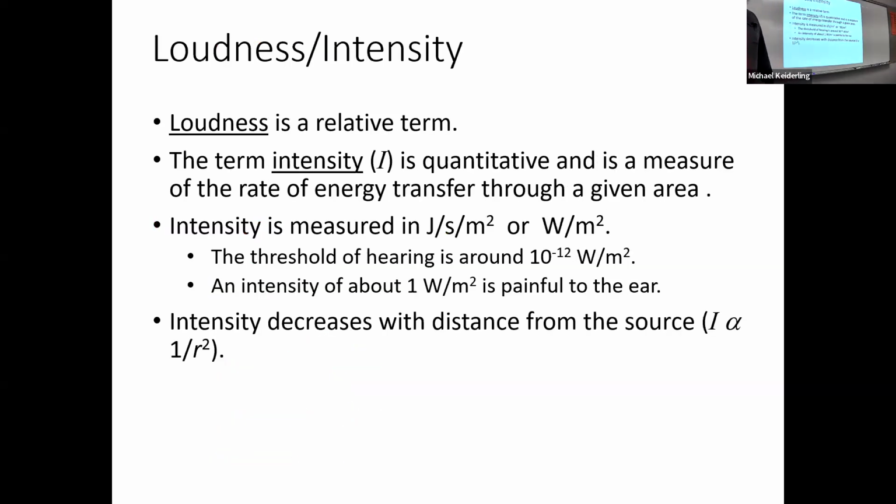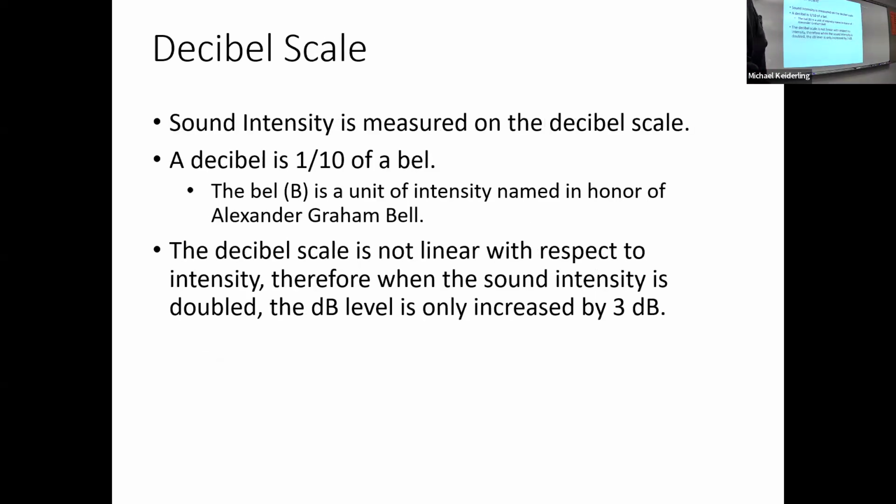Loudness and intensity. Loudness is a relative term. The intensity is quantitative and is measured in the rate of energy transfer for a given area. It's measured in watts per square meter. The threshold of hearing is around 10 to the minus 12 watts per square meter. And an intensity of 1 watt per square meter is painful to the ear. And it decreases with distance from the source. So the intensity is proportional to 1 over the radius squared. So if you double the distance, you quarter the intensity.